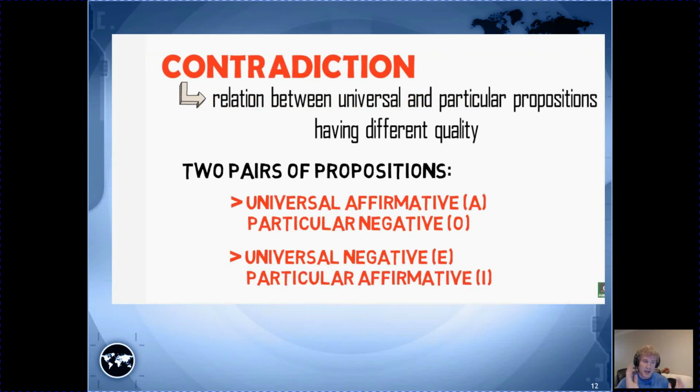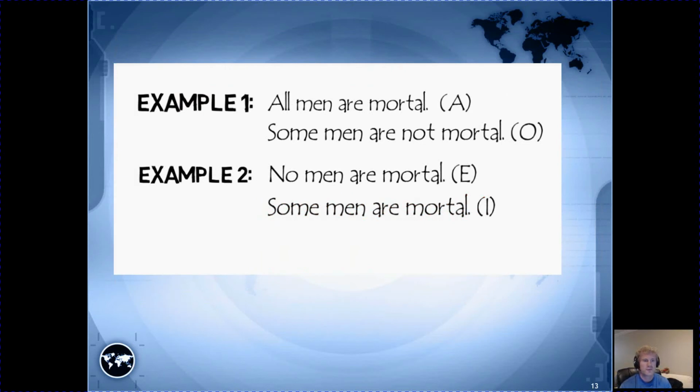Contradiction. Once again, we're mixing them, but in a different order. We start with the universal, then go to the particular, affirmative to negative, negative to affirmative. What does that mean? All men are mortal. Some men are not mortal. No men are mortal. Some men are mortal. You notice there's a negative in these examples, but again, it's mixing the universal with the specific. All men are mortal. Wait a minute, some men are not mortal. No men are mortal. Some men are mortal.